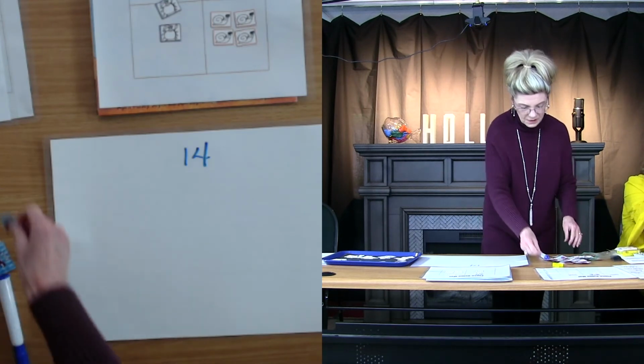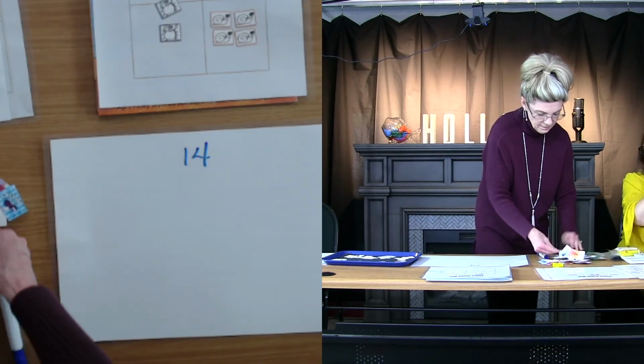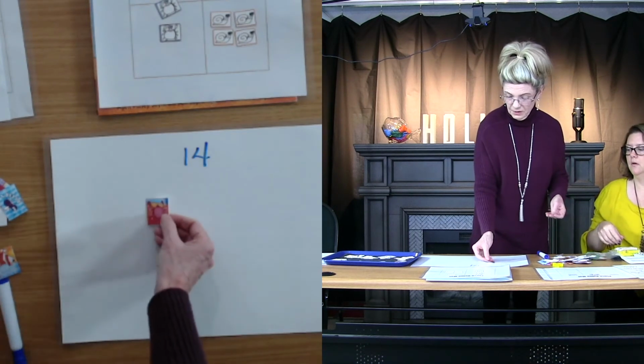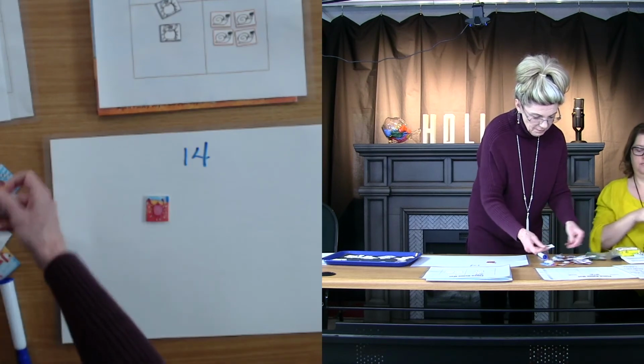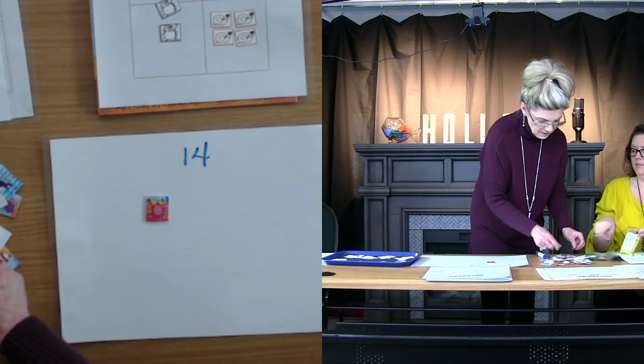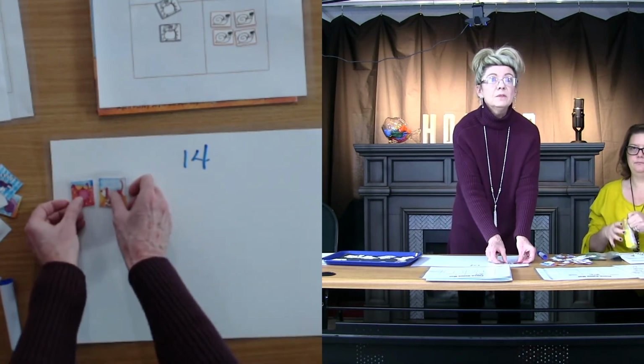So if we want to build 14, then we're going to need, well, one way to build it would be to do a crab and a puppy. Let's find him. There's Puppy. There he is. So that would be one way we could build 14.